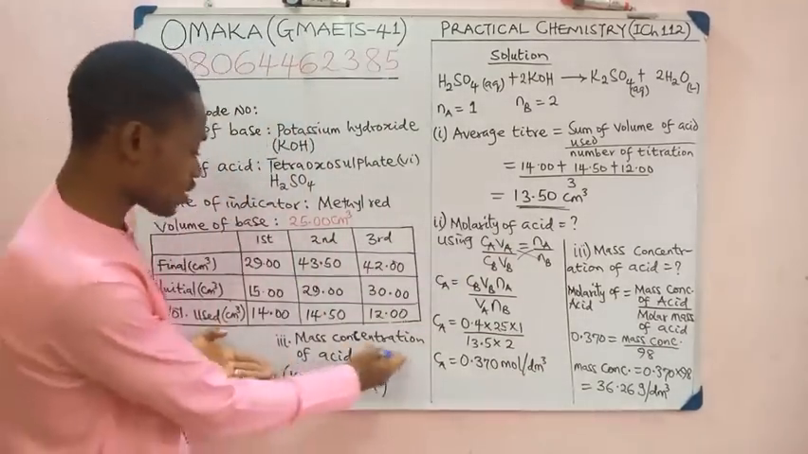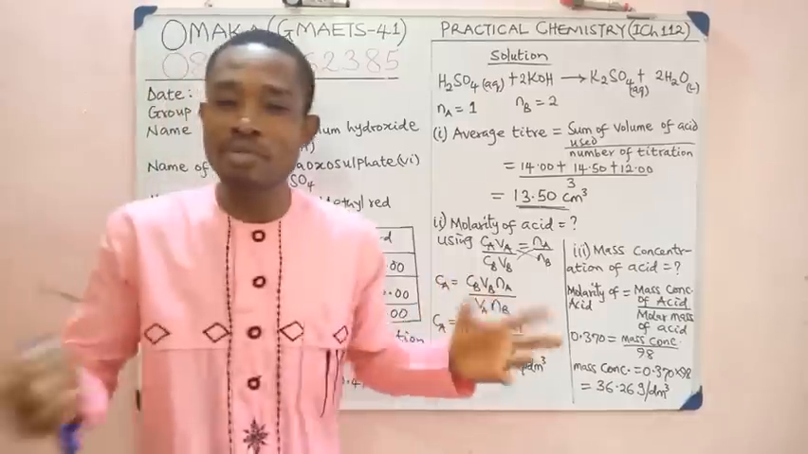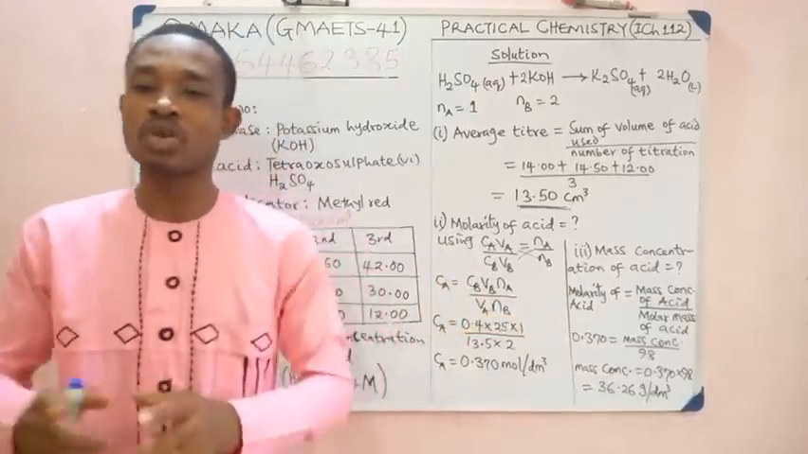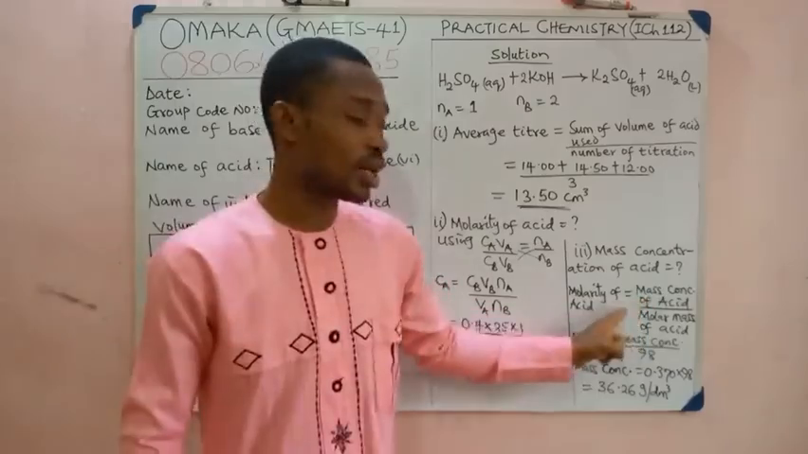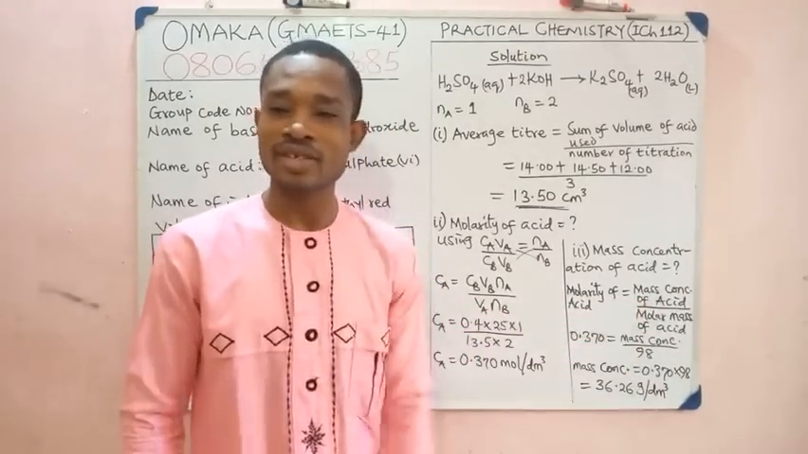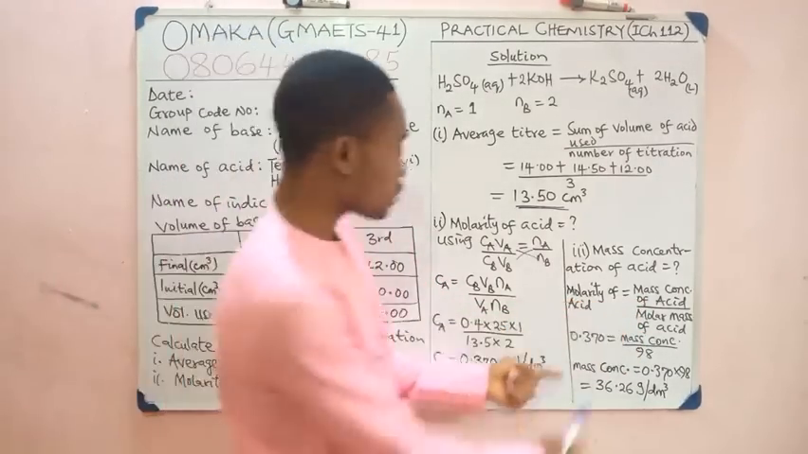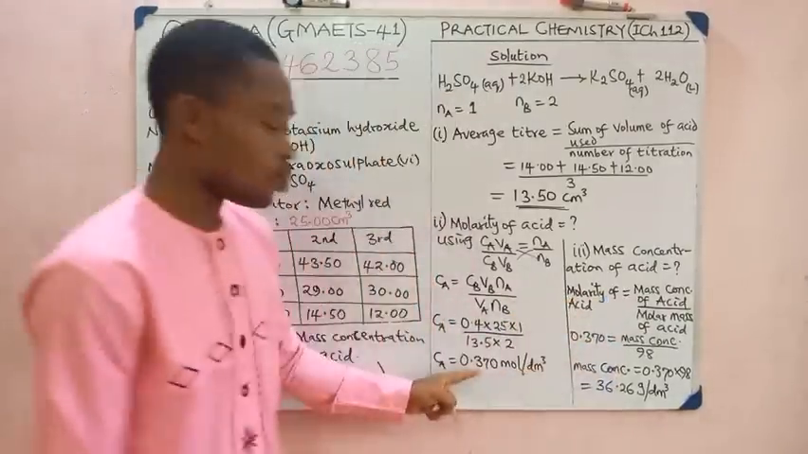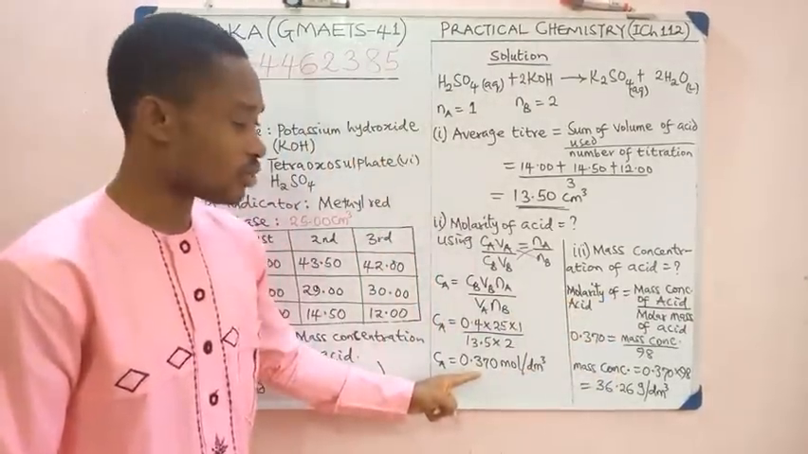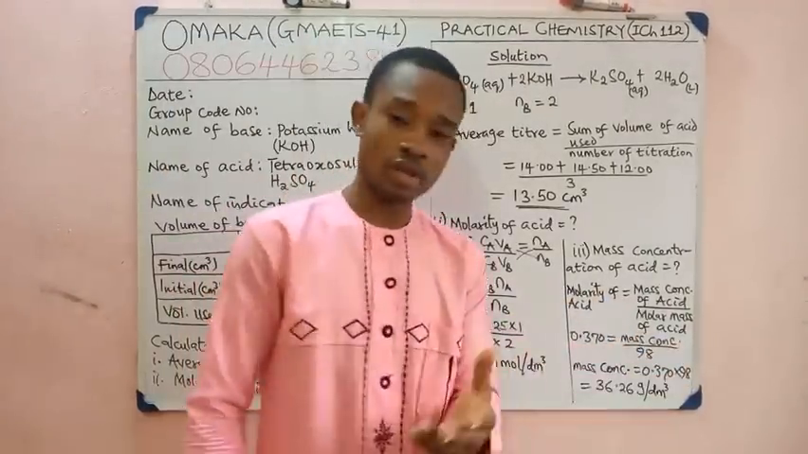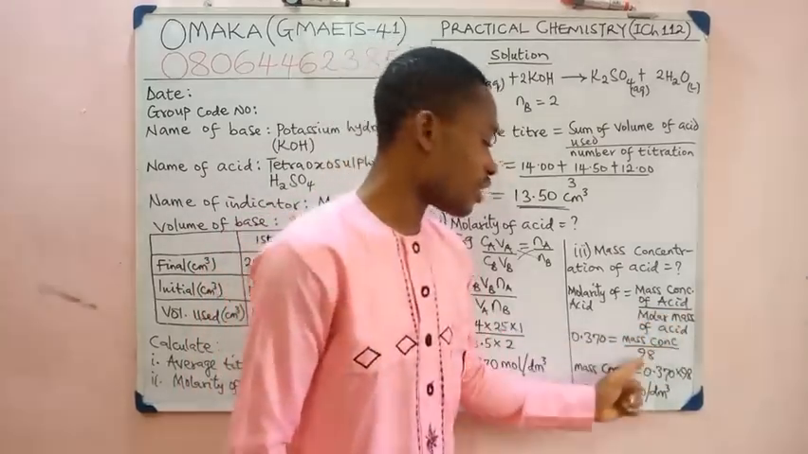Finally, we are left with the mass concentration of the acid. Now that you know the molarity of the acid, that is the molar concentration of the acid, you can use this formula to calculate the mass concentration of the acid. Look at the formula there. Substituting directly, the molarity of the acid we calculated to be 0.370, equal to the mass concentration of the acid, which we don't know, divided by the molar mass of the acid, which is 98.